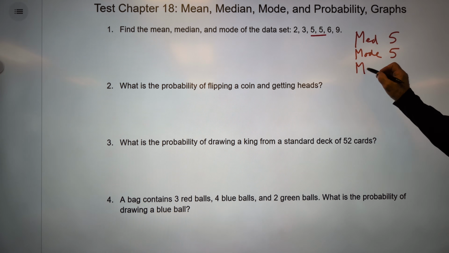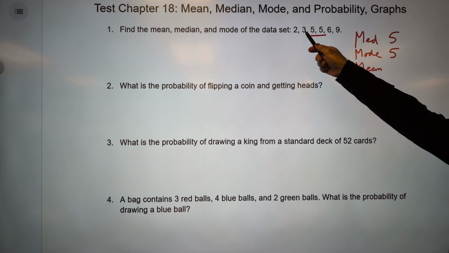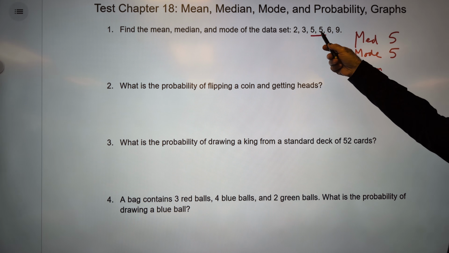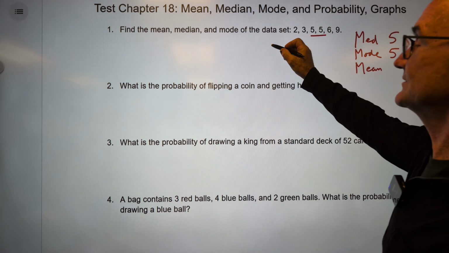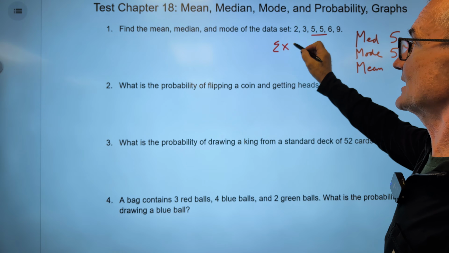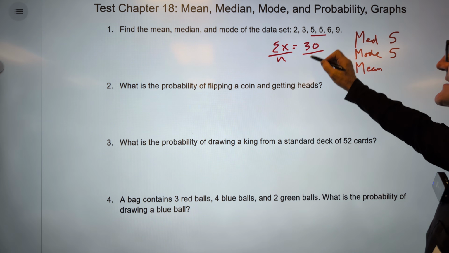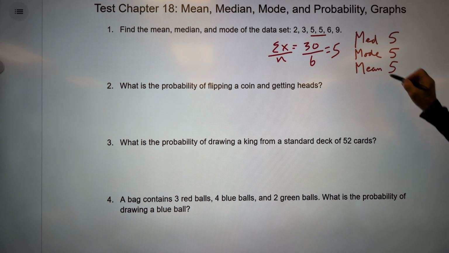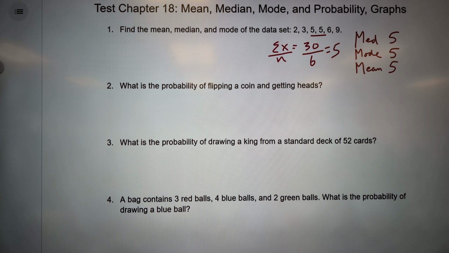Then to find the mean here, I need to add all those values up and divide by 6. 2 plus 3 is 5, plus 5 is 10, plus 5 is 15. 15 plus 6 is 21, plus 9 is 30. So the sum of all my values is equal to 30. Then I divide by the number of values I have. I have 6 values. 30 divided by 6 is equal to 5. So the mean is 5. That is just a coincidence that they all worked out to 5. That very rarely happens. Okay, problem number 2.